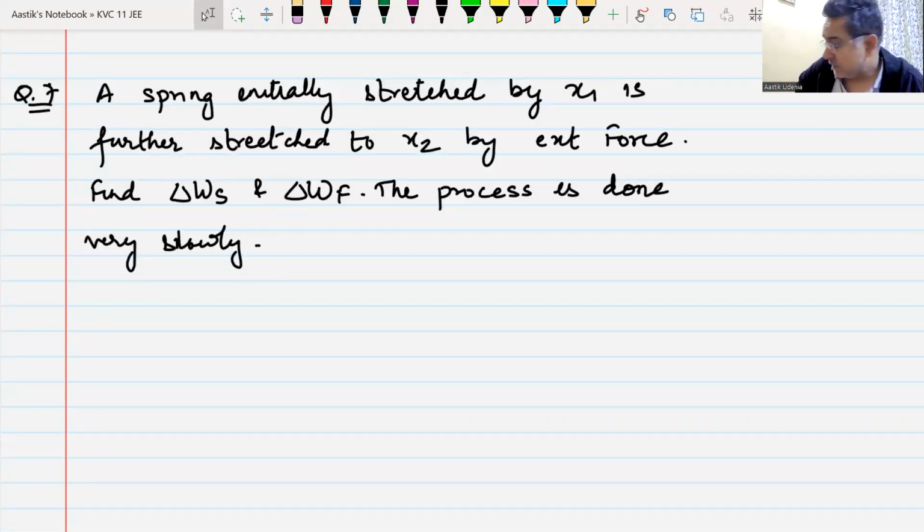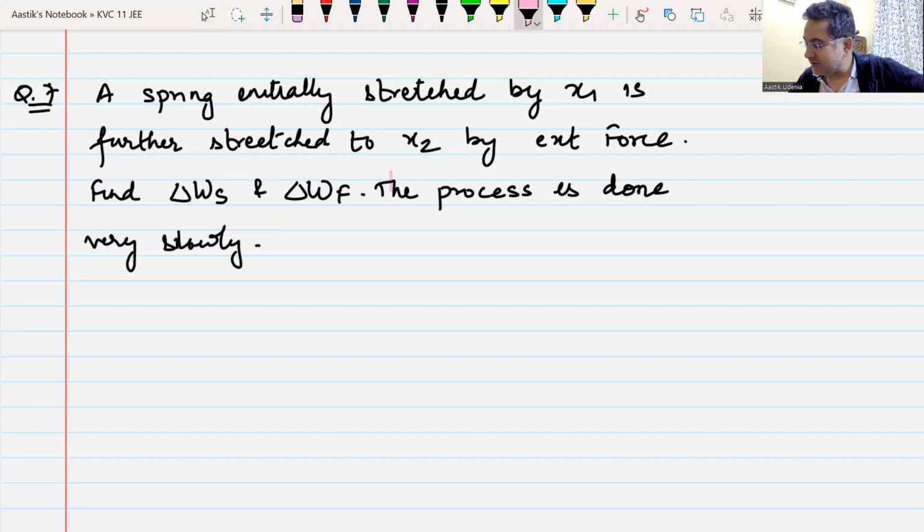A spring initially stretched by an amount x1 is further stretched to a value x2. So in the initial case, the extension in the spring was x1, and now the extension is made x2. And obviously to extend it further, I have applied an external force. Now in this process, find the work done by the spring and work done by the external force.